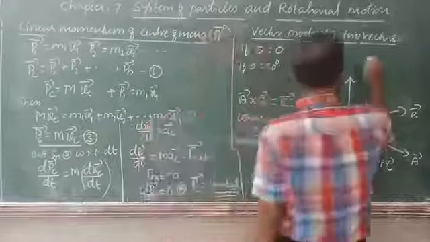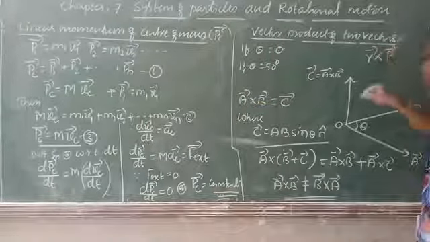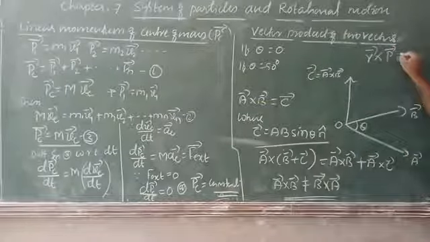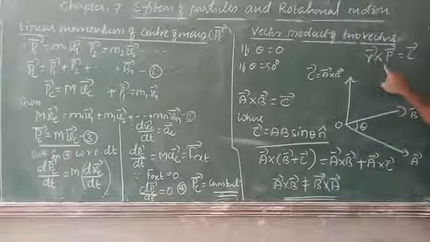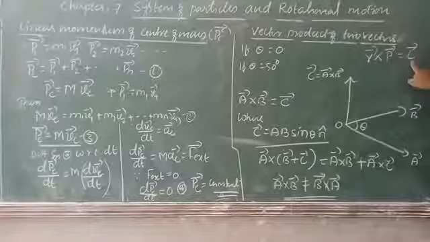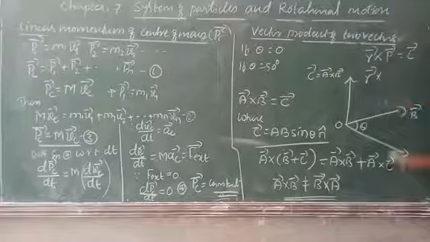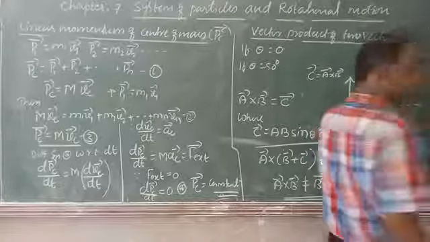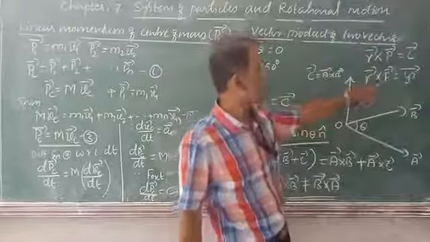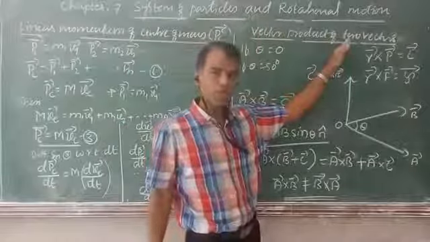For example, if you take the cross product of position vector and linear momentum, R cross P is equal to the angular momentum vector, which is a cross product of two vectors. Similarly, if you take the cross product of position vector and force, we get torque, which is represented by tau vector. Therefore, torque and angular momentum are examples of the cross product of two vectors.